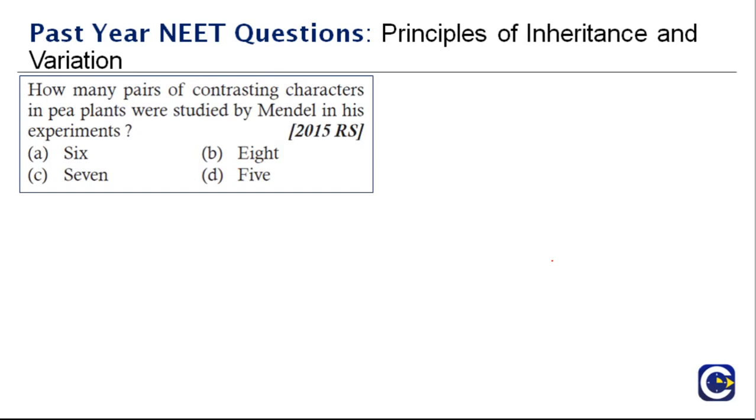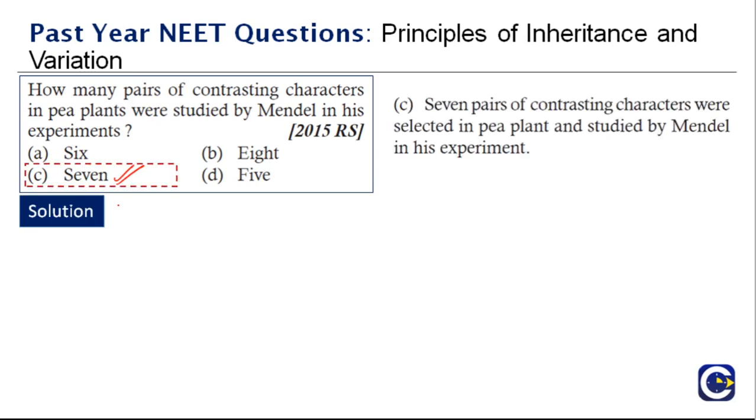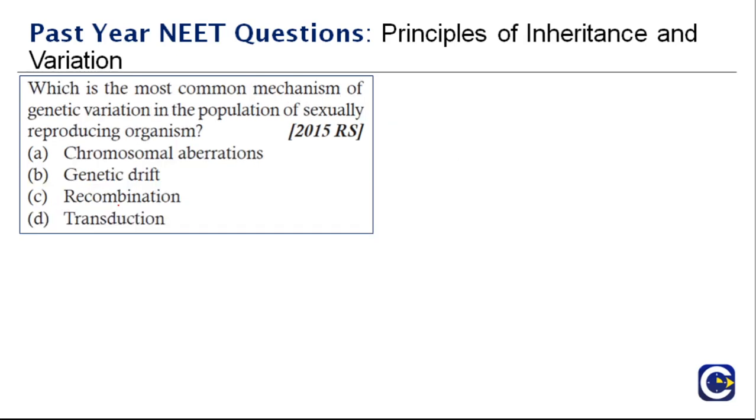How many pairs of contrasting characters in a pea plant were studied by Mendel in his experiment? This is again a question that you should definitely know in your sleep. How many was it? Was it 6, 8, 7 or 5? We all know it was 7. Seven pairs of contrasting characters were selected in a pea plant and studied by Mendel in his experiment.